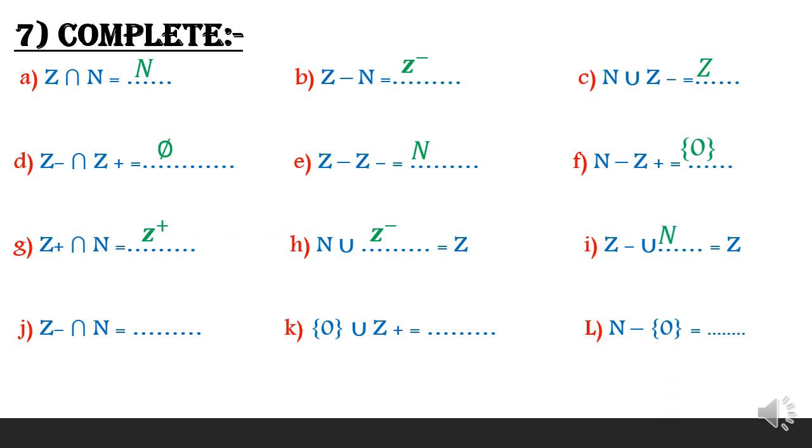Z negative intersection N. There is no intersection between Z negative and N, it equals the empty set. 0 union Z positive equals N. N difference 0 equals Z positive or counting numbers, and the counting numbers are the same as Z positive.